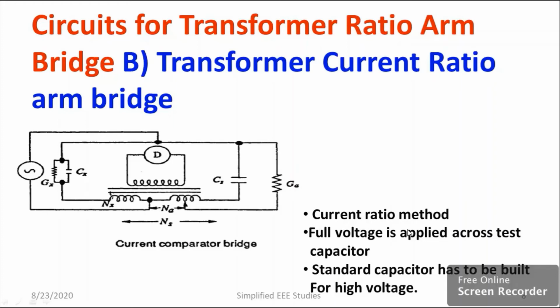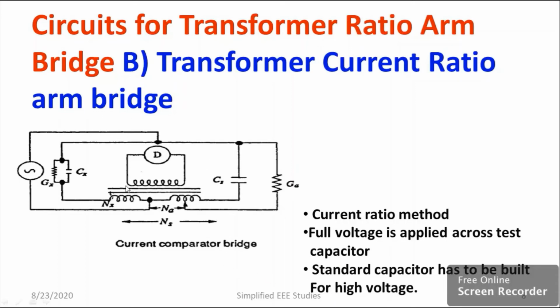Here the current ratio method will be followed, and full voltage is applied across the test capacitor. While selecting, we need to consider the value of the standard capacitor very carefully. It is very required whenever you are going to take the ratio. While selecting the value, it should be accurate and it should withstand high voltage. The standard capacitor has to be built for high voltage, that is true.